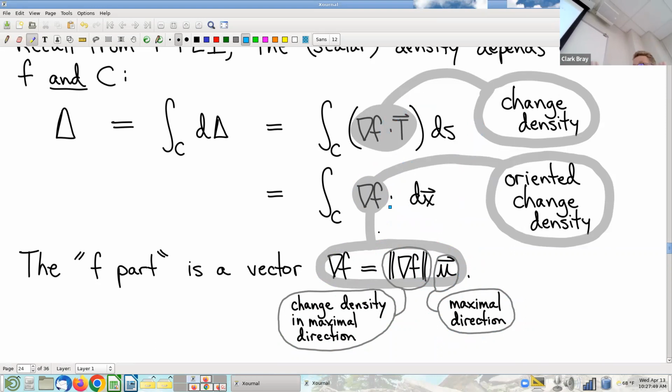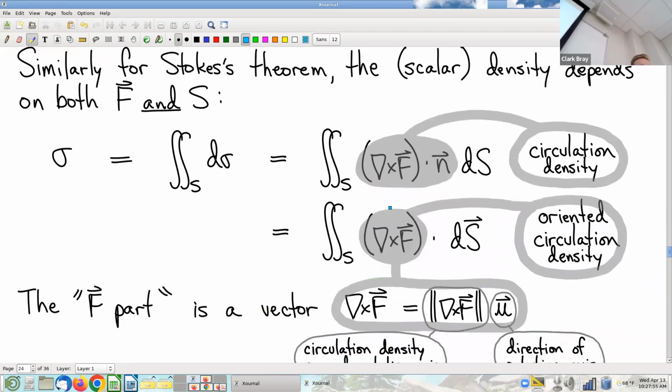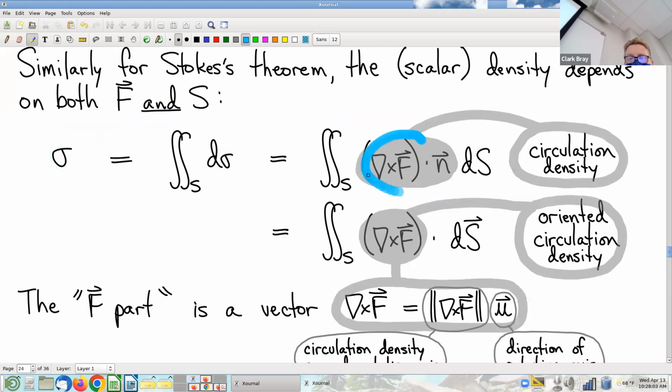Okay, now with this as background, I claim morally the exact same thing happens with Stokes' theorem. So again, now here's our first version of Stokes' theorem, right? And this is density, as we've discussed. This is what you multiply by area to get circulation on each little piece. So that's my circulation density.